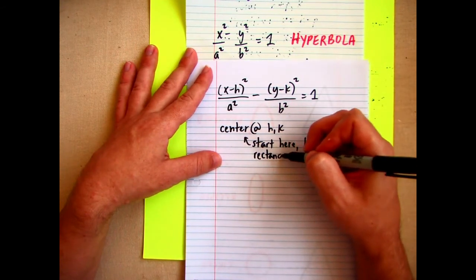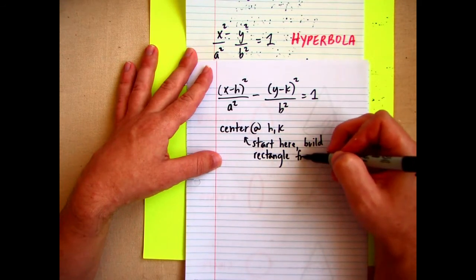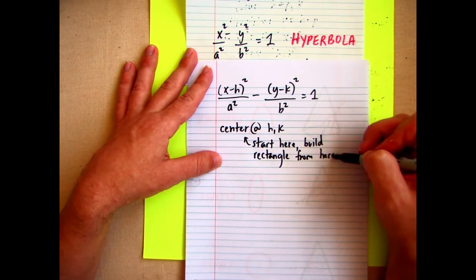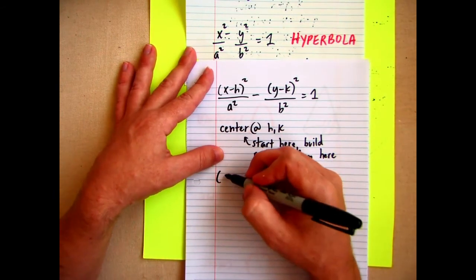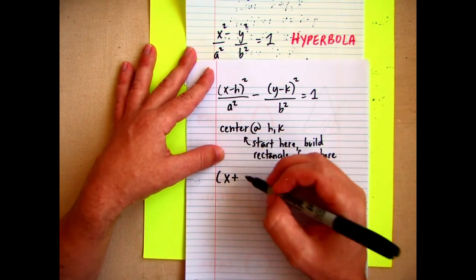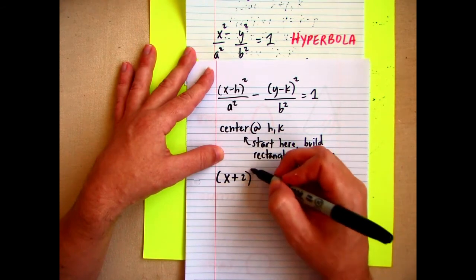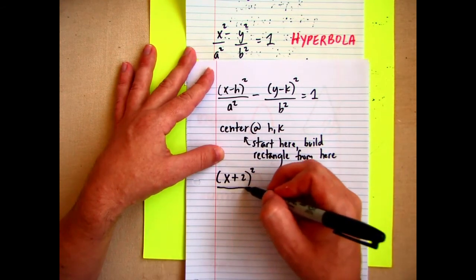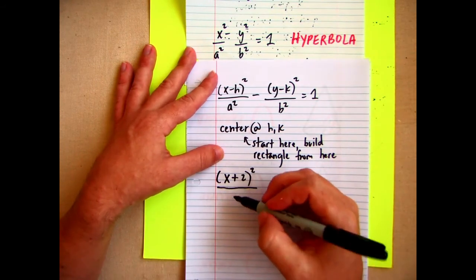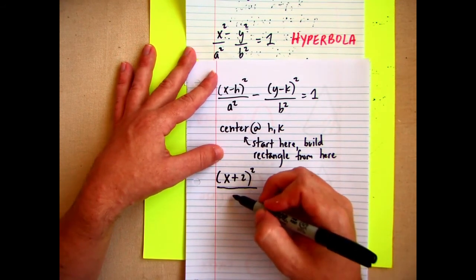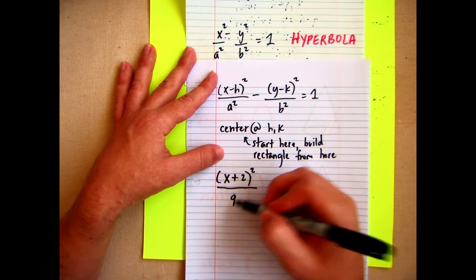Alright, so my center is at h, k. We're going to want to start there, and we're going to build our rectangle from here. When we graphed hyperbolas previously, we started with the rectangle, so let's do that again. After we get our center identified, let's build the rectangle.